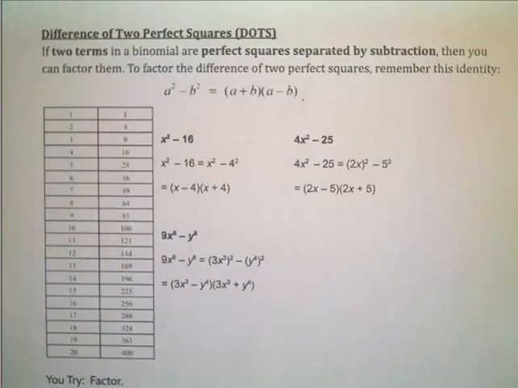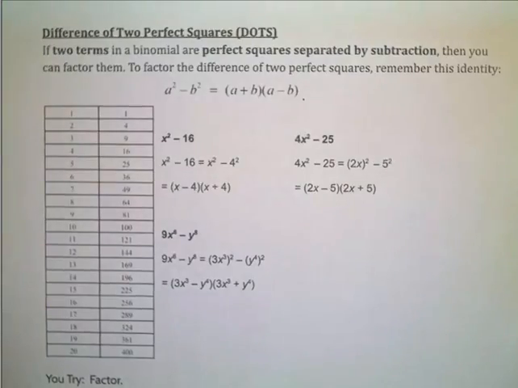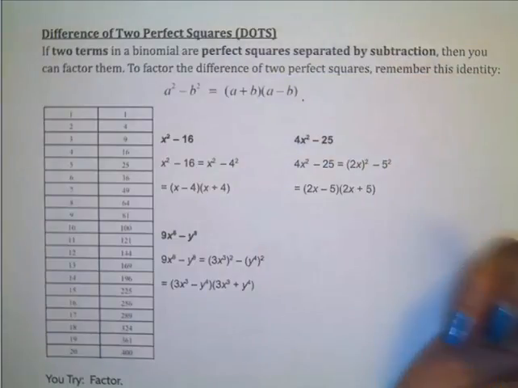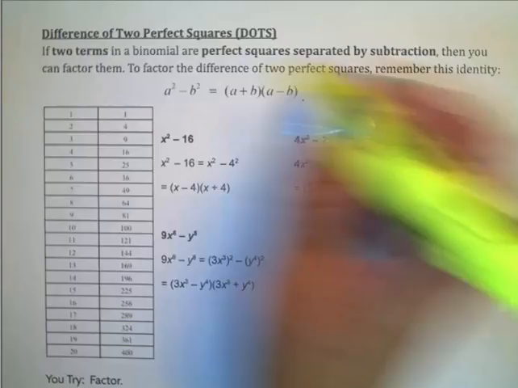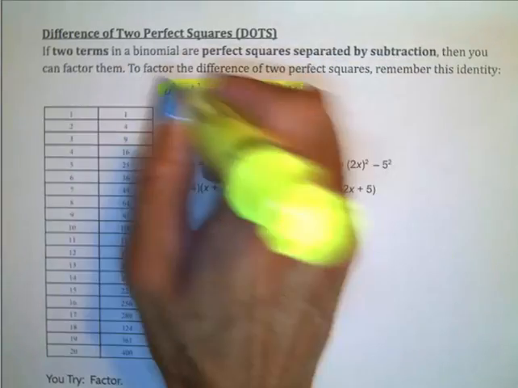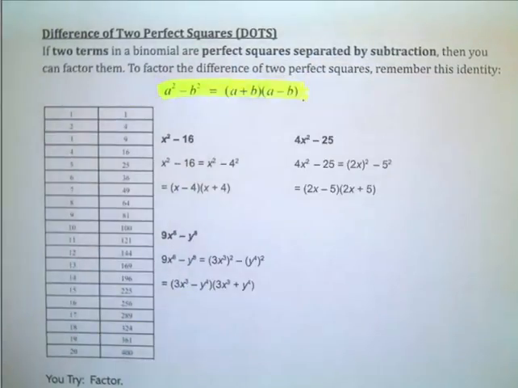So it's kind of like a formula. An identity means that for any numbers you put in here, it is true. So a squared minus b squared equals a plus b quantity multiplied by a minus b. It doesn't matter what numbers we put in for a and b, this would be true. So this is our formula for difference of two perfect squares.